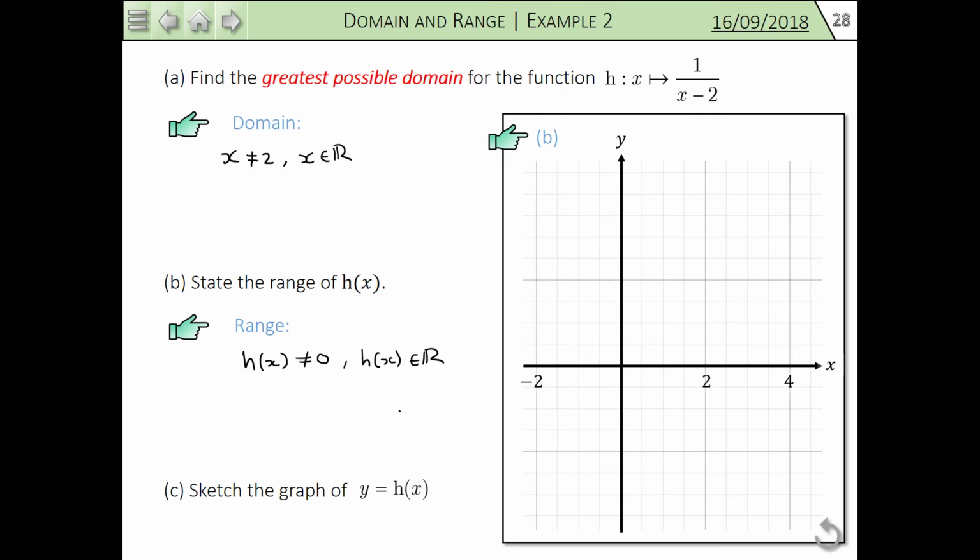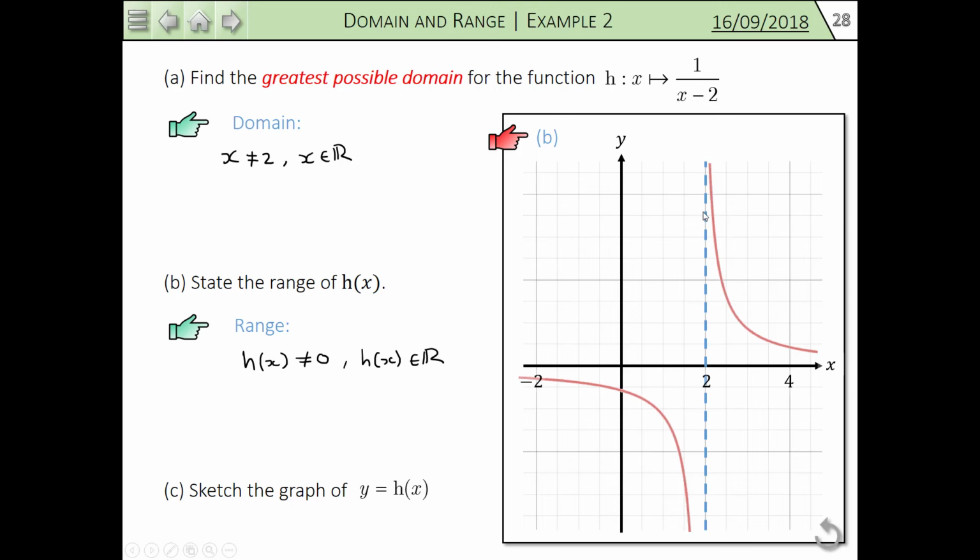Finally, we need to sketch the graph. The information we've got here can help us to do that. Remember, x cannot be 2, so we're going to have an asymptote at 2. And the y values cannot be 0, so the graph will never cross the x-axis. And we get something that looks like this.